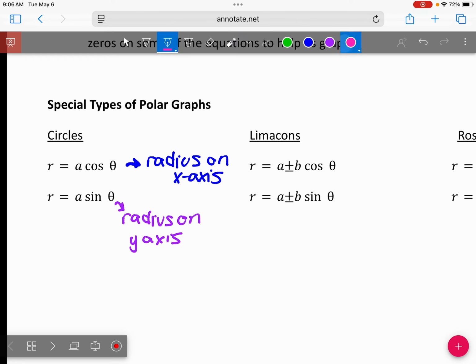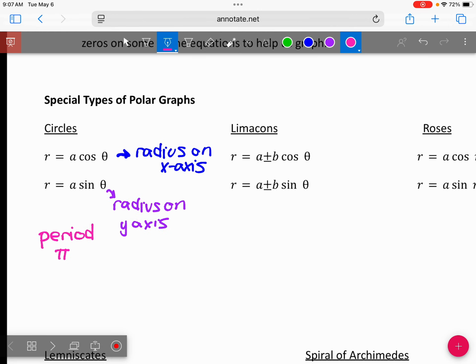And an important thing that we're going to need to know about circles is they have a period length of pi. We are going to be working polar graphs pretty much exclusively in radians, so everything's going to be in terms of radians. And circles look like circles. We know what circles look like. Draw it so we can make sure. Ooh, I know, I'm so good at art. I'm good at drawing things.